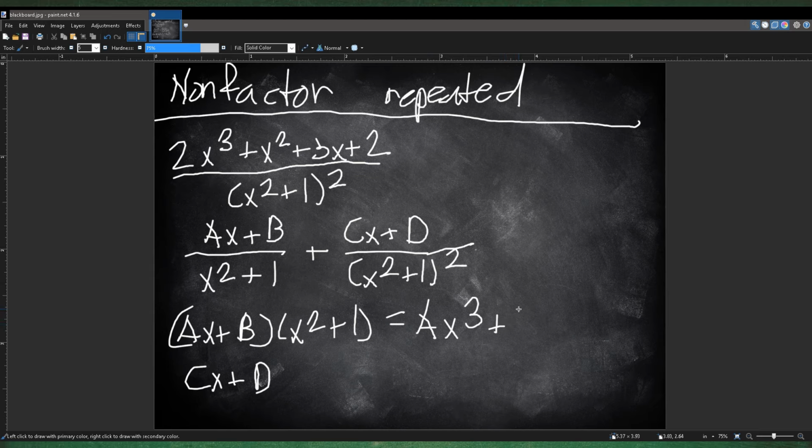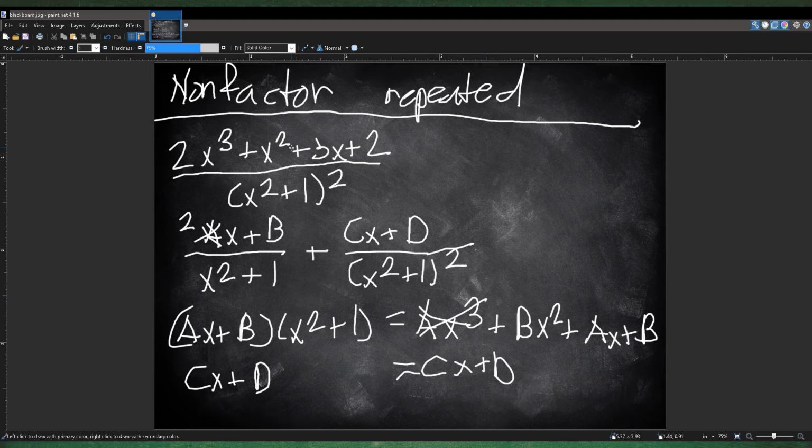plus bx squared plus ax plus b. Since we only have one x cubed term, equals, from here, it's just cx plus d because nothing's happening to it. Since a is the only x cubed term, that means it has to be equal to 2. So a is equal to 2. So we got this term down. Now we have to get the quadratic term. That's bx squared. Since bx squared is the only one with the x squared term, that means b is equal to 1.